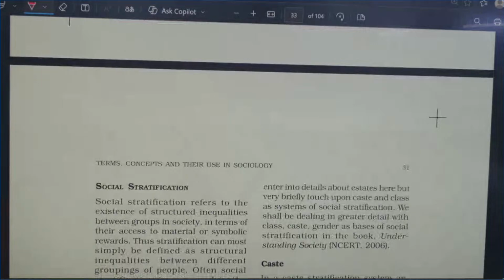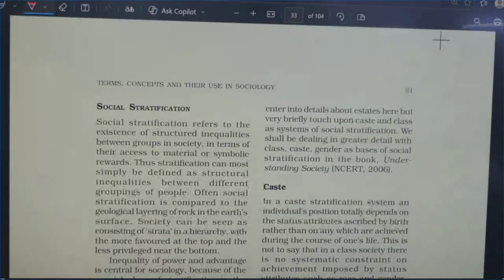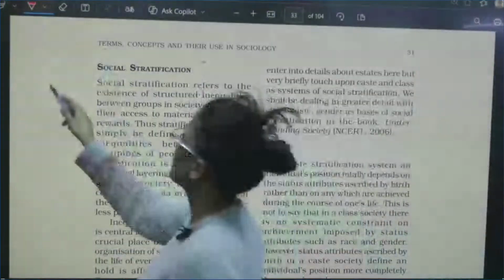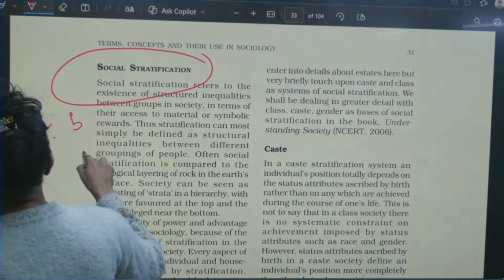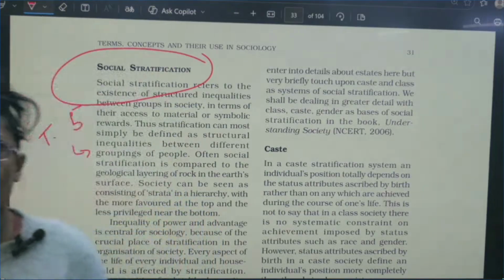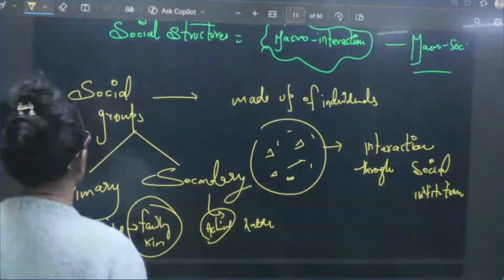Social stratification, this is part of your syllabus only. Social stratification and social mobility. This is topic 5 of paper 1. And there are several other applied topics in paper 2. So social stratification क्या है? Very important concept for all of us.